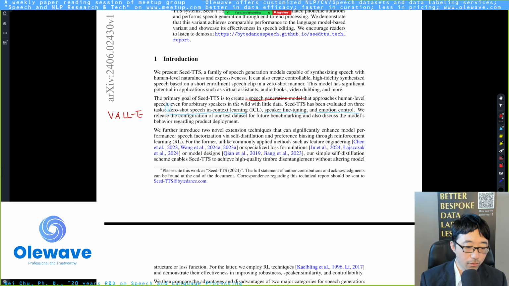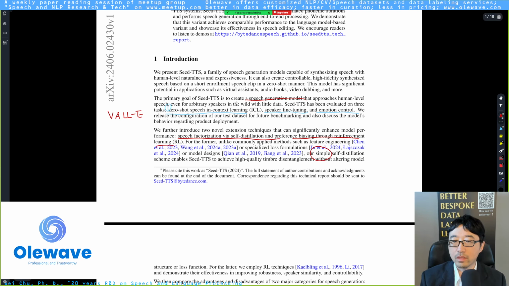They introduced two novel techniques. I can see the authors keep repeating the things they mentioned. You just have to pay attention to this. Speaker factorization through self-distillation and the preference bias through reinforcement learning. I do recommend, if you want to work in this domain, make sure you read the reference papers they mentioned here. They're very good, I would say. I skimmed some of them.